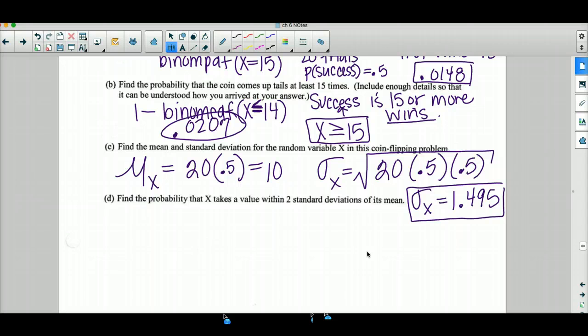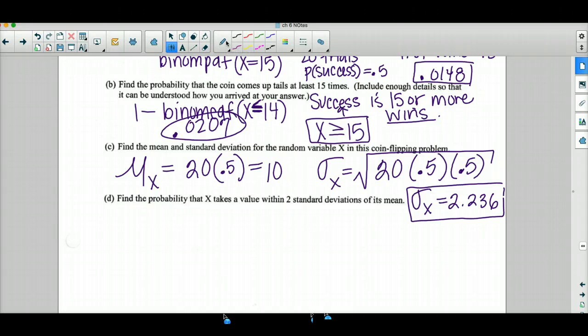Oh wait, I didn't get that. I got 2.236. Did you guys get that? 20 times 0.5 times 0.5. Enter. To the 0.5 power, the square root of 5 is 2.23. I'm sorry, I don't know what my calculator gave me, but that was a boo-boo. Faux show, kiddos. 2.236. Find the probability that x takes a value within 2 standard deviations of the mean.